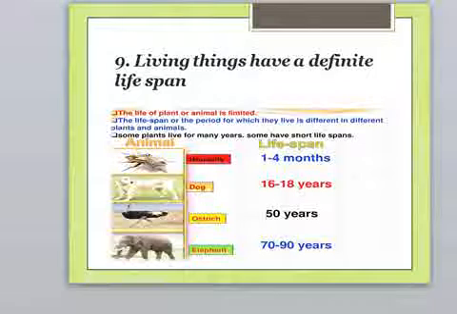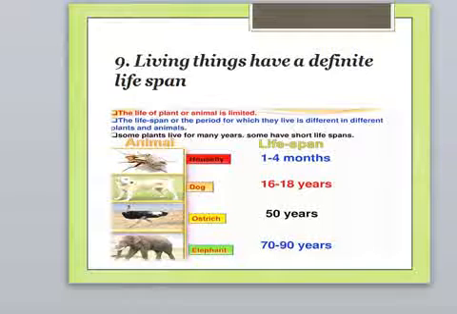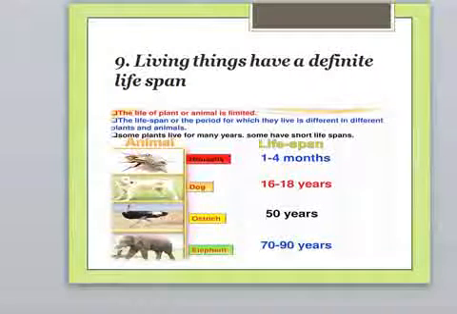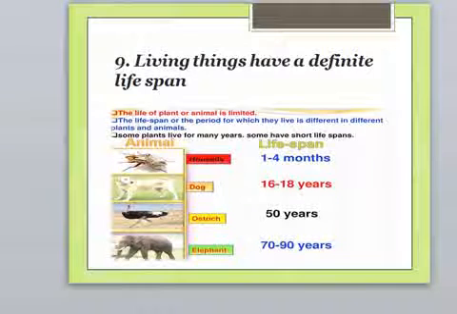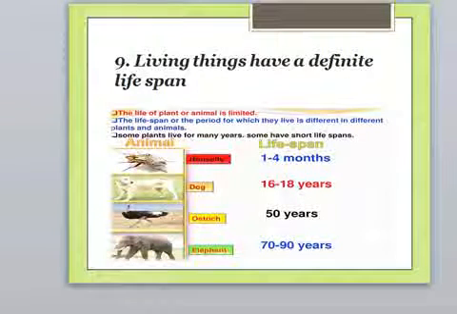The period for which they live is different in different plants and animals. Some plants live for many years, some have short lifespans. A housefly's lifespan is 1 to 4 months, a dog 16 to 18 years, an ostrich 50 years, and an elephant 70 to 90 years.